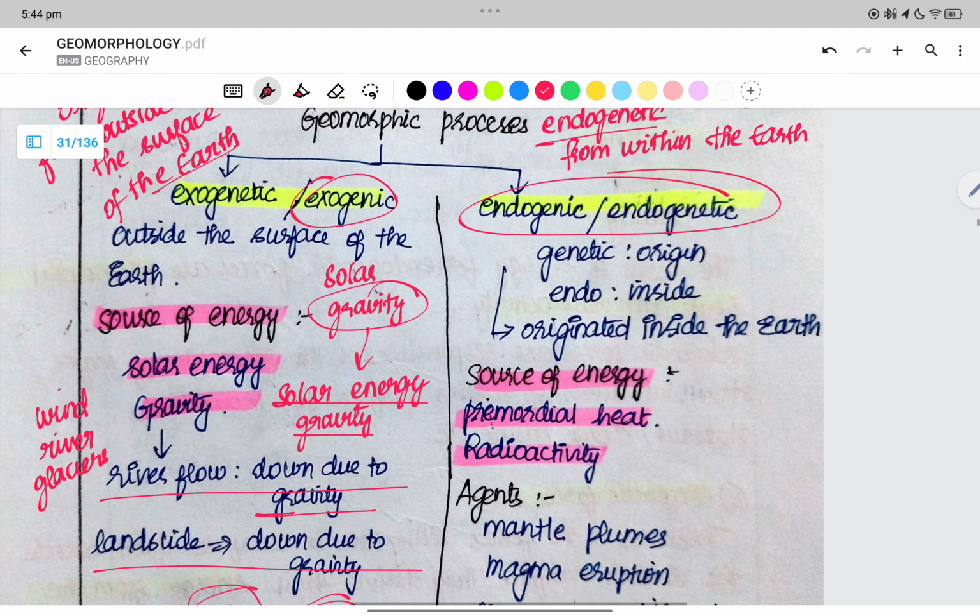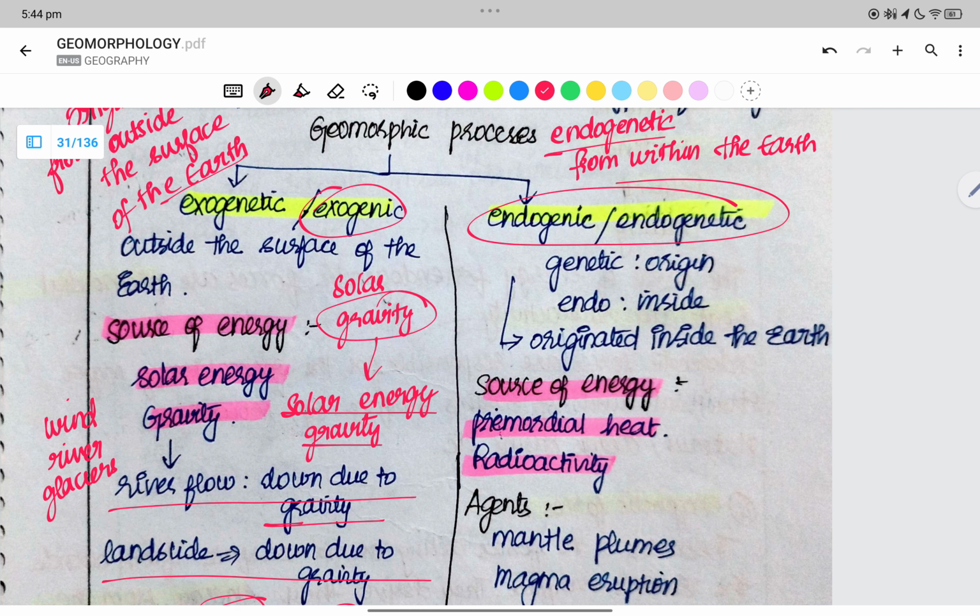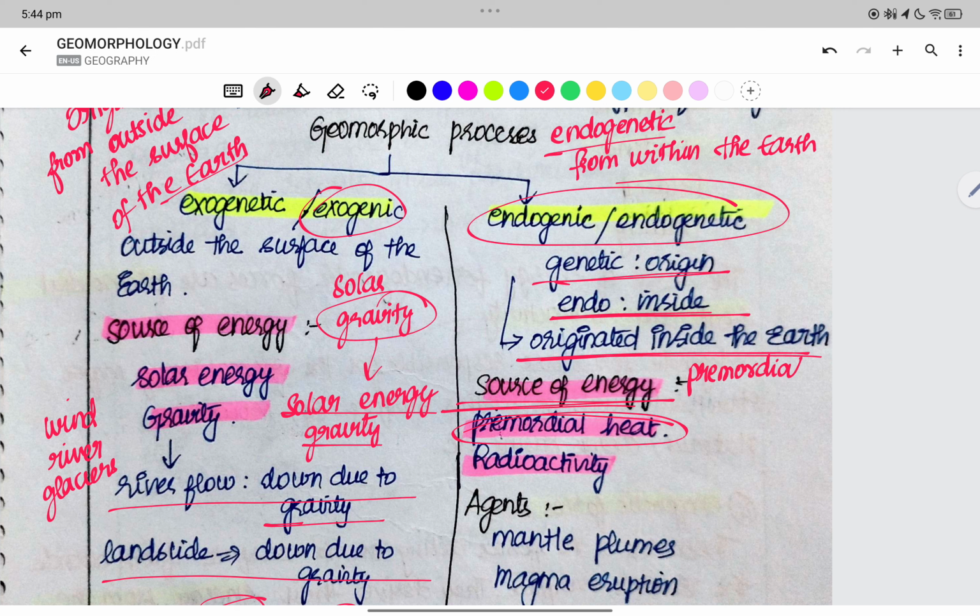Now we'll be having the endogenetic forces. Genetic is the origin, right? Endo means inside, originated from inside the earth. The source of the energy is going to be the primordial heat, the heat which was still present during the creation of the universe, right? So the primordial heat, and then we have radioactivity. The sources of energy are solar energy and gravity in the case of exogenetic forces, whereas for the endogenetic forces we have the primordial heat and radioactivity.